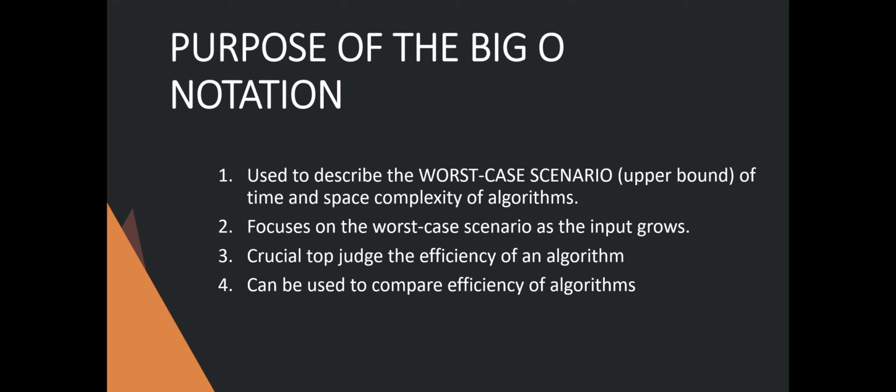Now, as the input grows, we get a sense of an algorithm, as to how it functions and how slow or fast the algorithm is. To judge its efficiency, we are using the worst case scenario, or simply put, the big O notation. Now, we can use the big O notation to compare two different algorithms and their efficiencies.